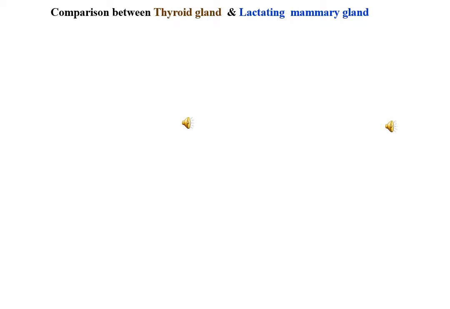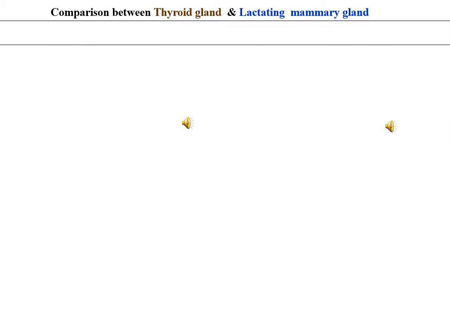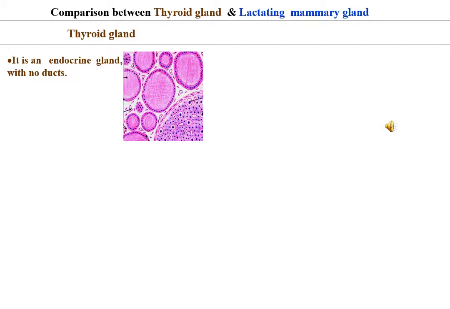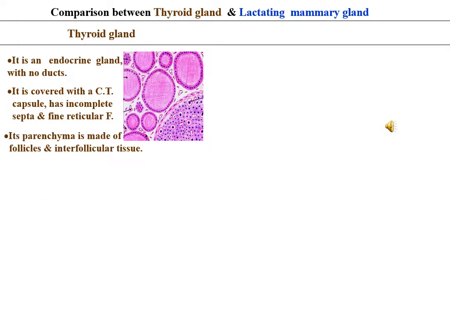Comparison between thyroid gland and lactating mammary gland. Thyroid gland is an endocrine gland, has no ducts. It is covered with a connective tissue capsule and has incomplete septa and fine reticular fibers. Its parenchyma is made of follicles and interfollicular tissue.